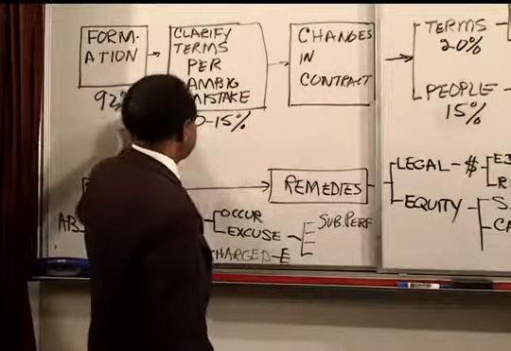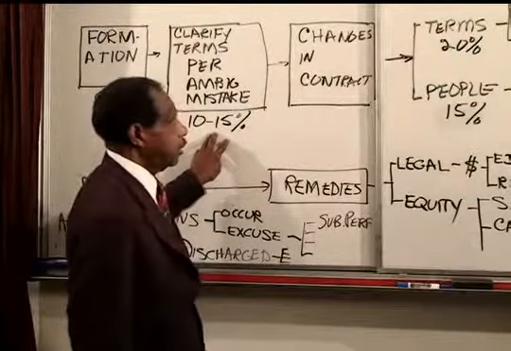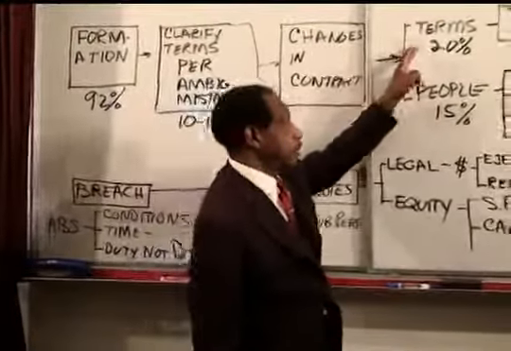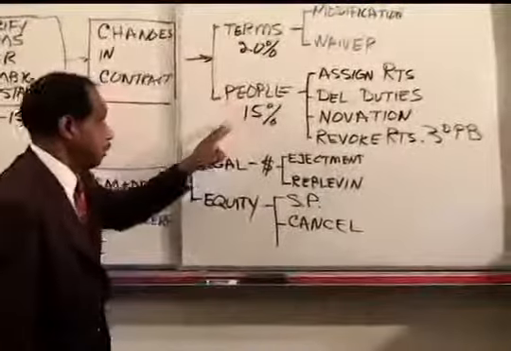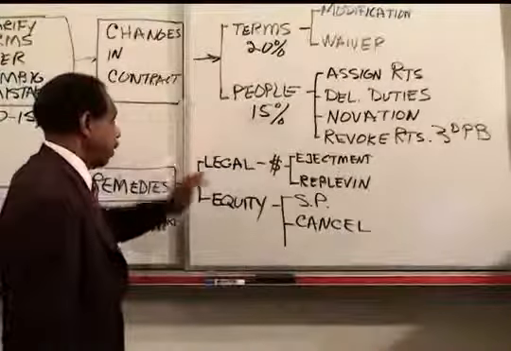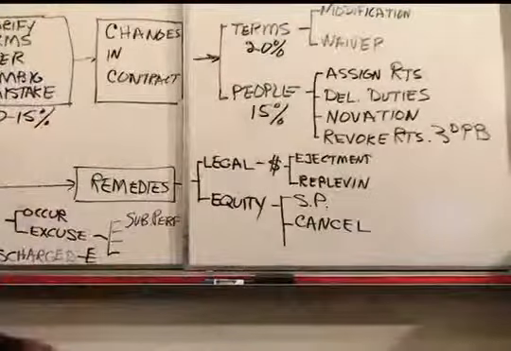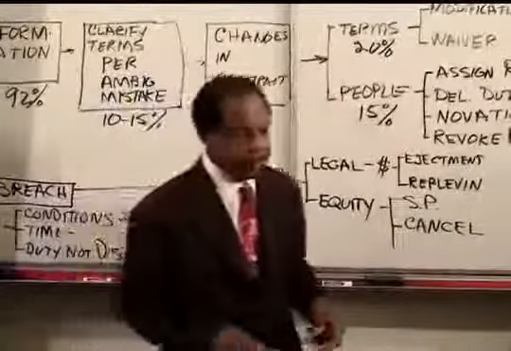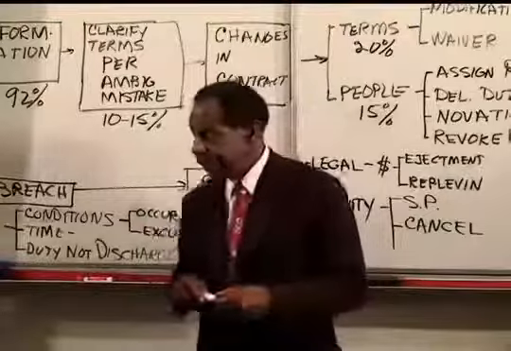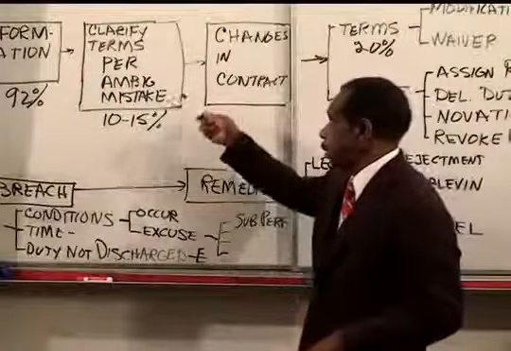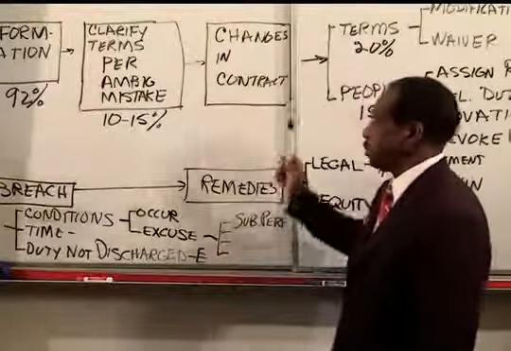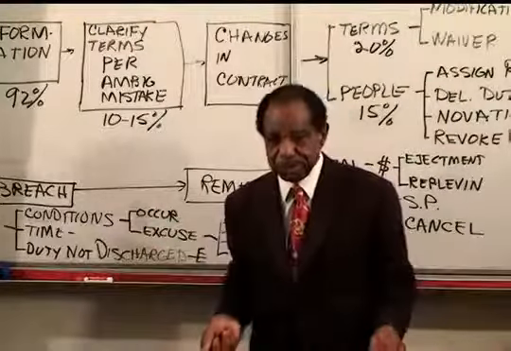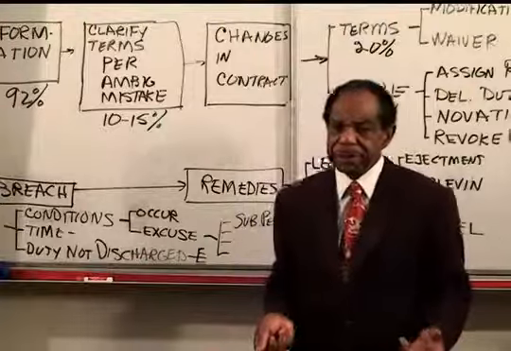So you form a contract, and there may be a need to clarify terms. There may be changes in the contract, that is, changes in the terms, or changes in the people in the contract, and we know how to change those. We don't have the details yet, but we will. Next, once you have formed the contract and maybe clarified the terms, maybe made some changes, the question is, was there a breach? How do you decide if there's a breach?